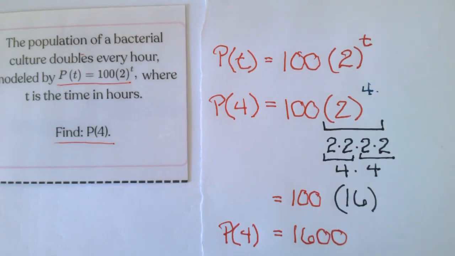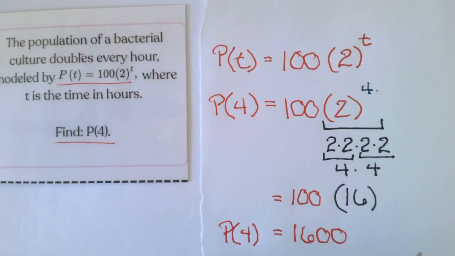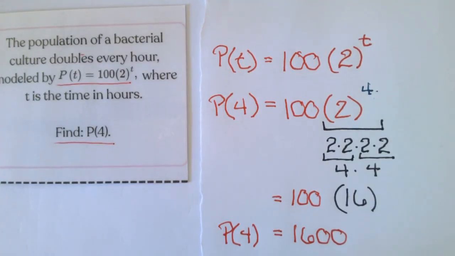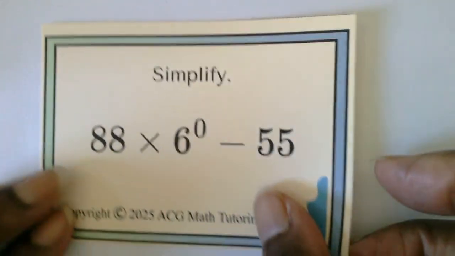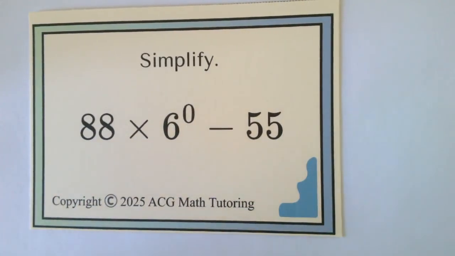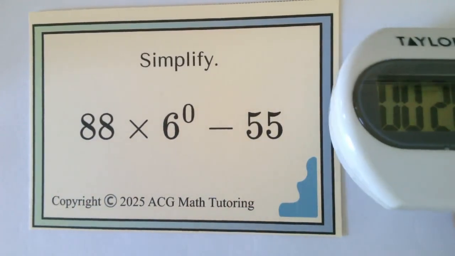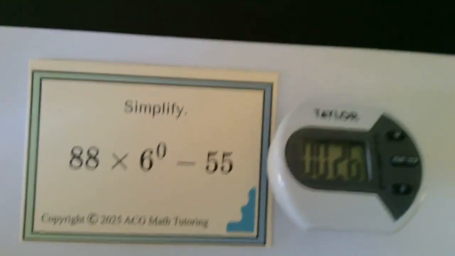Alright? How we're feeling? You get it? Awesome. Alright? Let's try another one. Let's just try to keep things going and flowing. Simplify that. 30 seconds. Let's go. Simplify this.